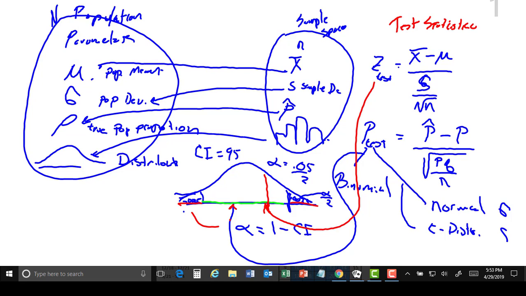The area from here over is what? What's that called? Wait, the area from the green, isn't that your critical? The critical value is here. Okay. Critical values are determined by this alpha. The area is called the P value. Okay, if this area is greater than alpha divided by 2, you can see you're in the acceptance area.